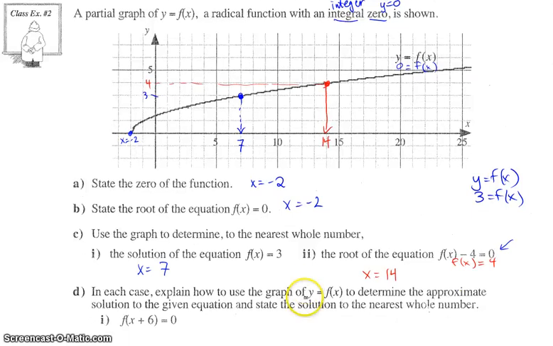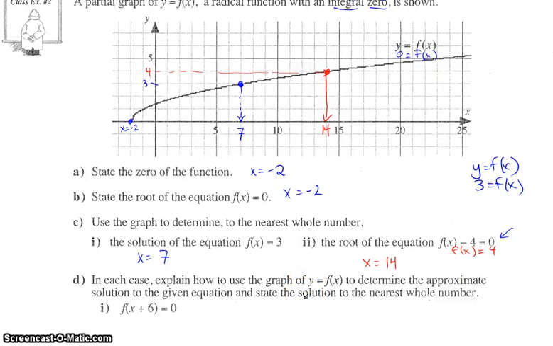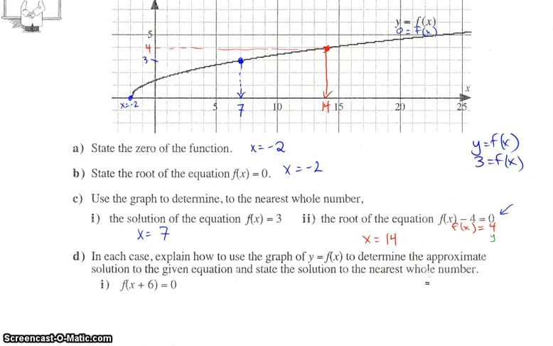Okay, how'd we do? Did everyone get x equals 14? Good job. So you isolated f of x first. f of x equals 4. That means where y is 4, so we went to the graph. Where y is 4, go across until you hit the graphed line, and then down to the x. And there's your answer. Okay, D is a little bit trickier.